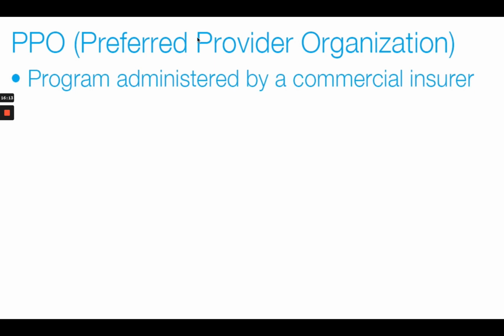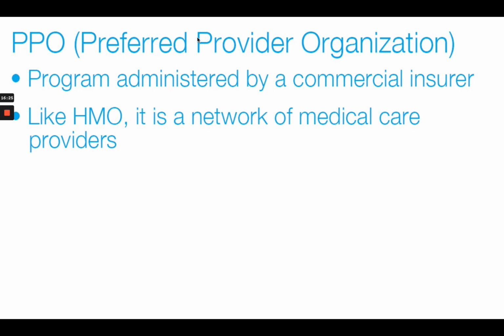Unlike an HMO, a PPO is not a type of a business entity, but is a type of a program administered by a commercial insurance company. Like an HMO, though, it does include a network of healthcare providers. Unlike an HMO, a PPO does not use a gatekeeper. A PPO member or subscriber is free to go to any healthcare provider in that network.